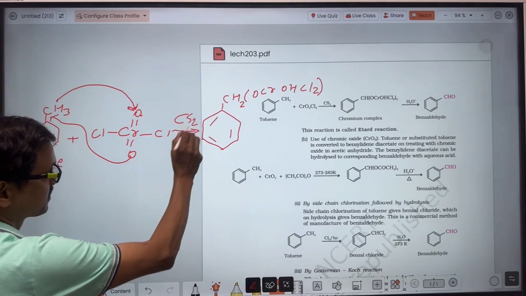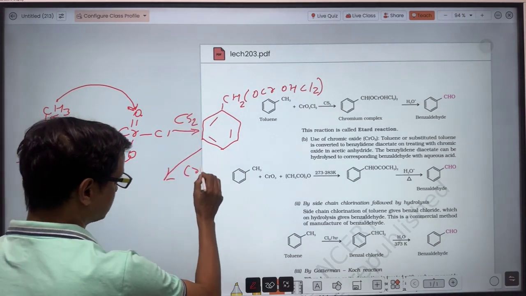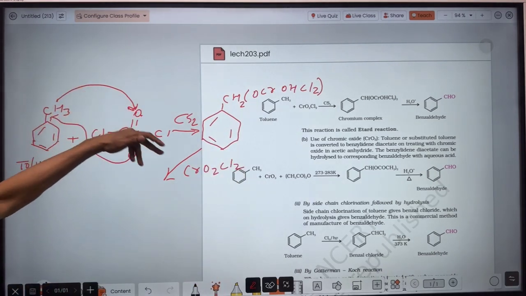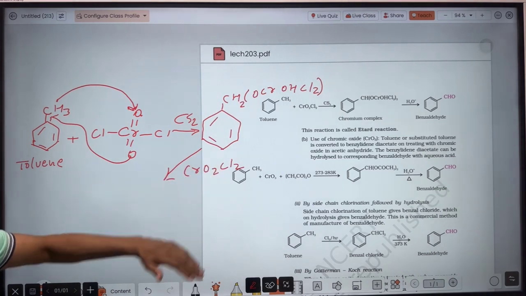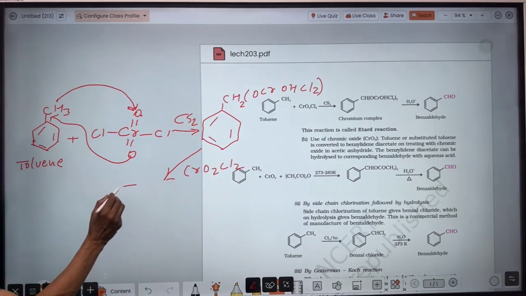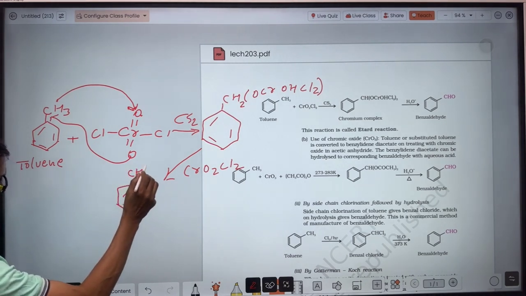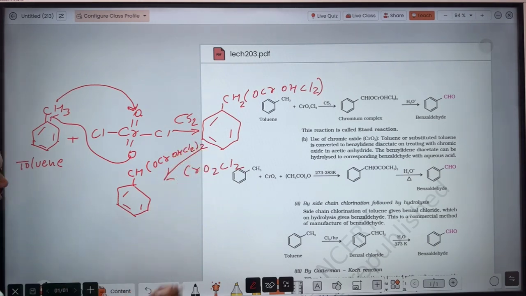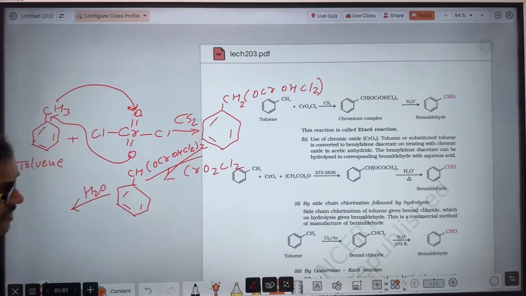And this takes place in the presence of CS2, carbon disulfide. Again, another CrO2Cl2 will react with that. Taking place like this, one oxygen will get bonded to this carbon and another oxygen will convert to OH. So the compound becomes this. Then we pass water, so the whole of this will be released.